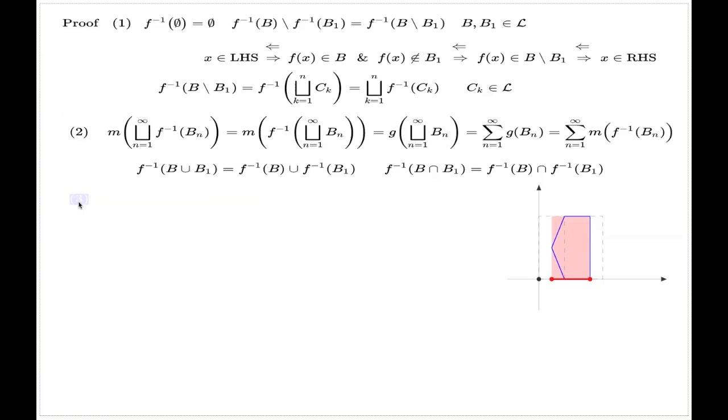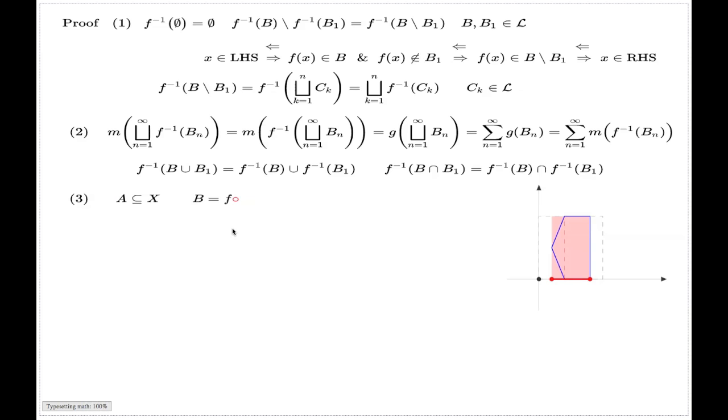It is more interesting to see what happens in part 3. Remember, in part 3 we have to see the formula for the external measure in the universal set X. So let me just start with the subset A of X.